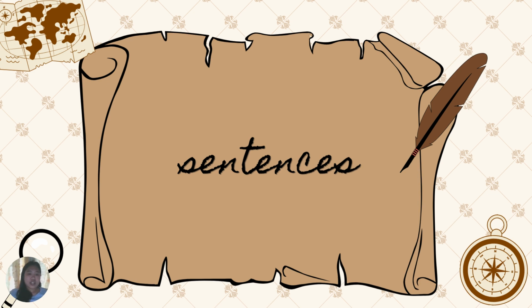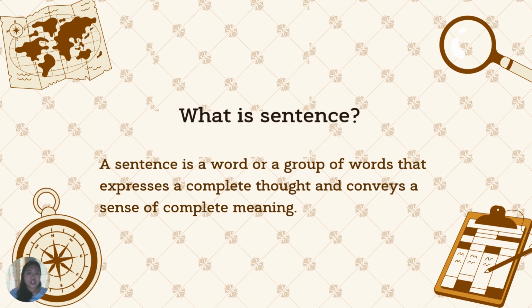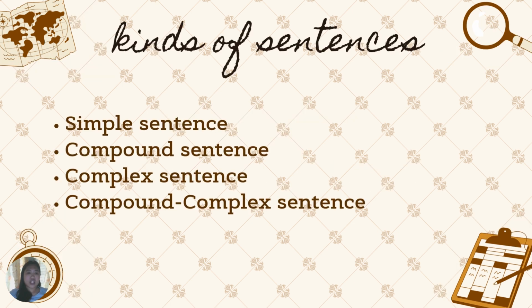So what is a sentence? A sentence is a word or a group of words that expresses a complete thought and conveys a sense of complete meaning. So there are different kinds of sentences. These are simple sentence, compound sentence, complex sentence, and compound complex sentence.